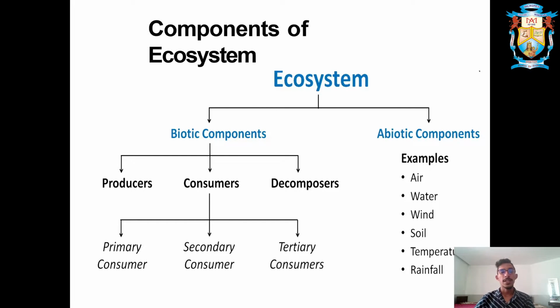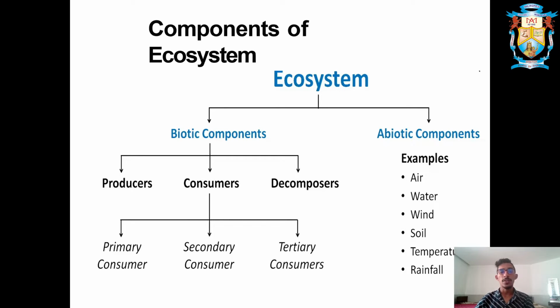So today the topic that I'll be dealing with is components of ecosystem. In our ecosystem, what are the varieties of things or the components that make up the term called the ecosystem? Mainly the ecosystem is divided into two types. We have the biotic components and we have the abiotic components. Under biotic components we have producers, consumers, decomposers, and under consumers we have primary consumers, secondary consumers, and tertiary consumers. Now, what do you mean by biotic components? Anything that has life in it is termed as biotic components.